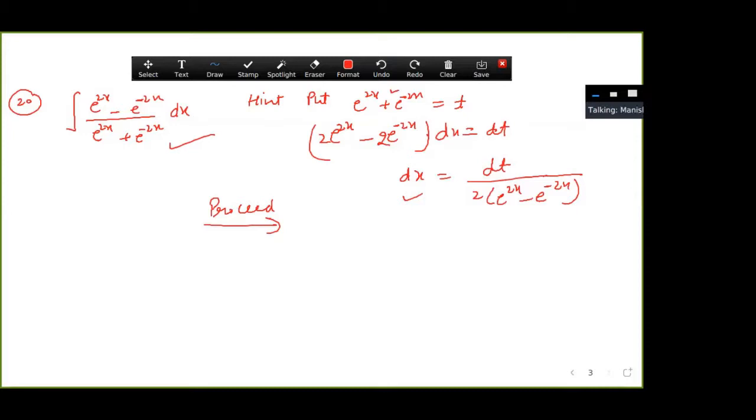Put the value of dx in this question. You will get the question in the form of variable t. After integration, put the value of t.